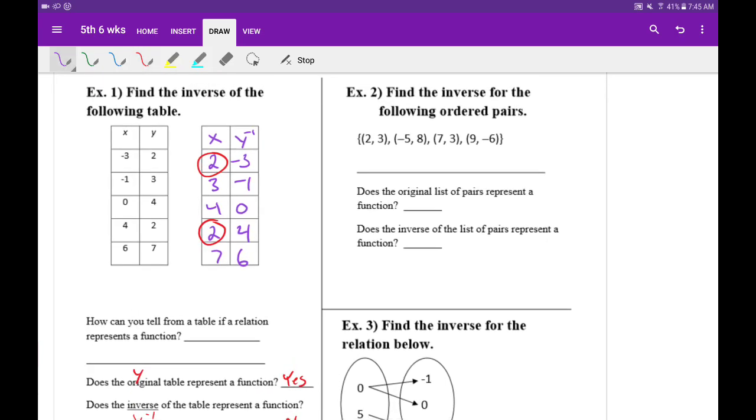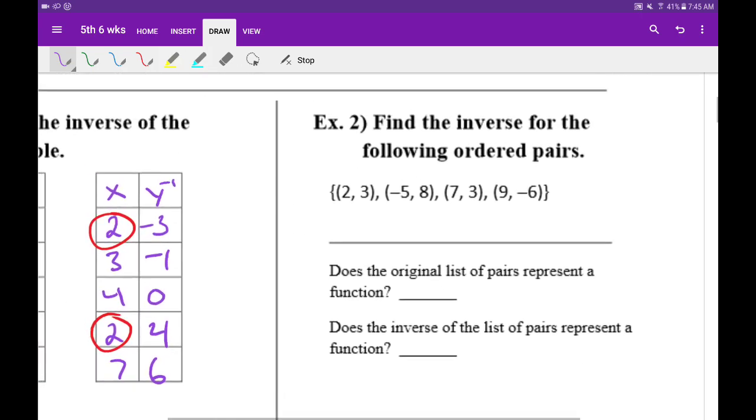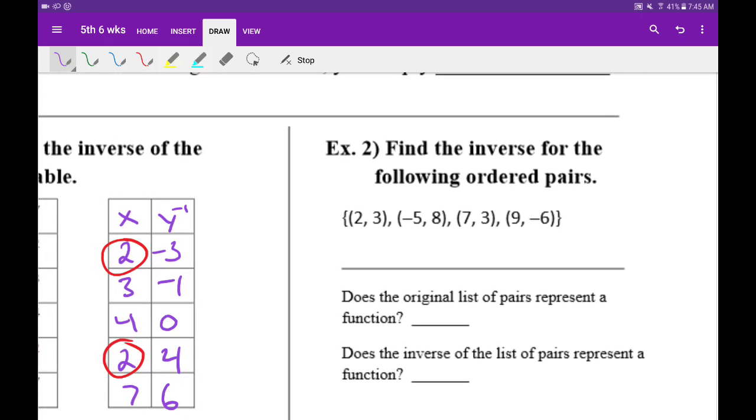Okay. Looking at a list of ordered pairs, same concept. We're just going to switch their places. So if you remember your ordered pairs, they all have x, y's, right? x, y, x, y. All right, so we'll call this list y.